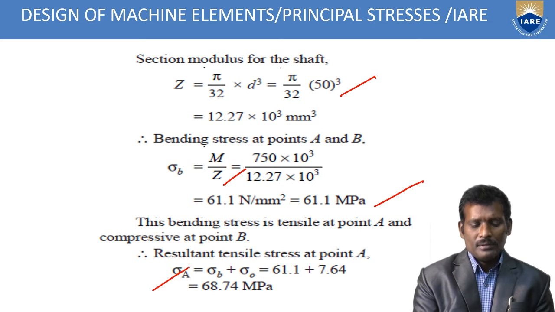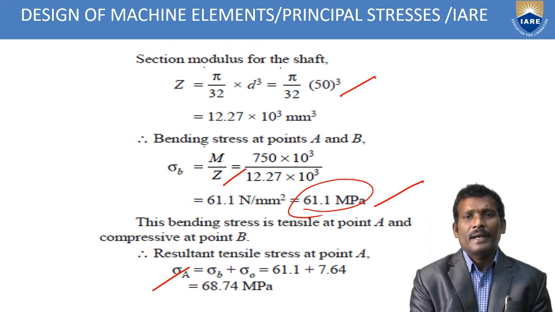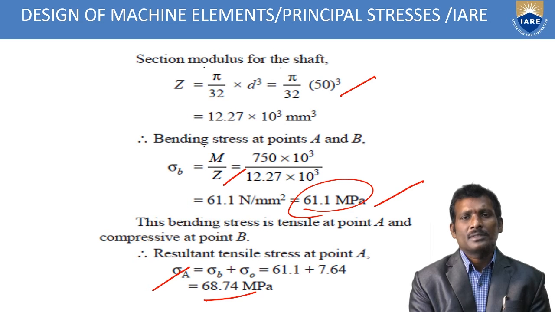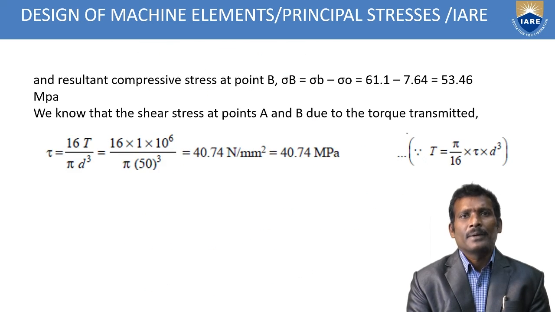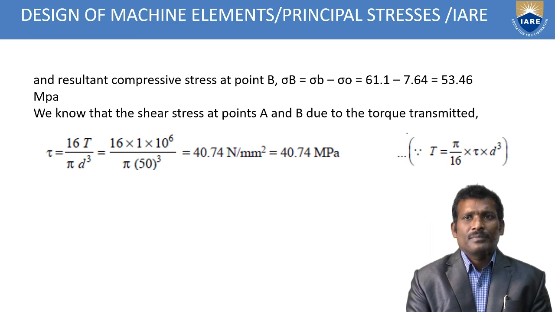So find out the resultant tensile stress. One is sigma B, the calculated 61.1, substitute in this equation, and then sigma naught, that is the direct tensile stress, that is 7.61. The sum of these two stresses will give 68.74 megapascal. So this is the resultant tensile stress at point A. So similarly, the resultant compressive stress at point B.